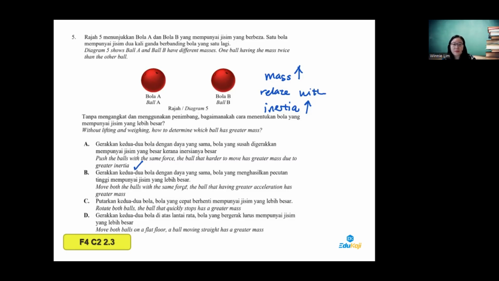Move both balls with the same force. The ball having greater acceleration has greater mass. No, because higher acceleration means lower mass. If heavy, then you will accelerate slower.